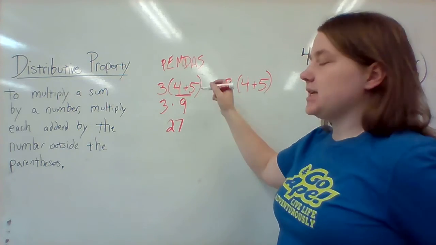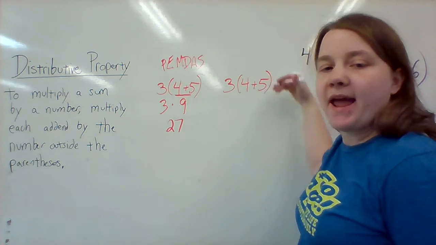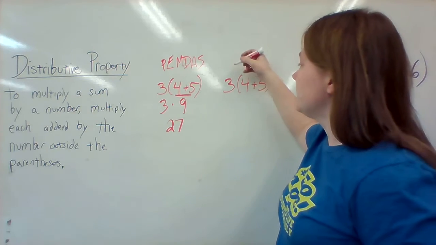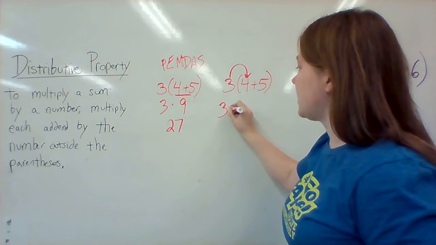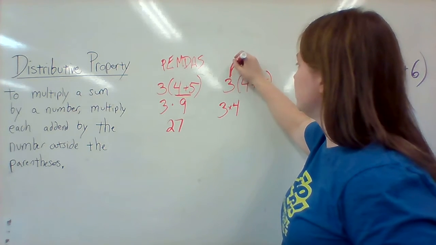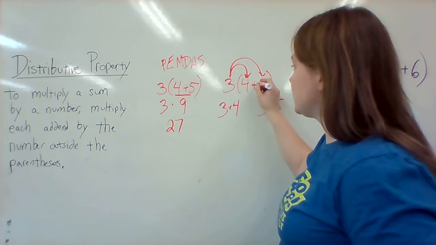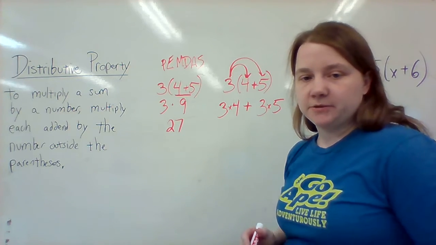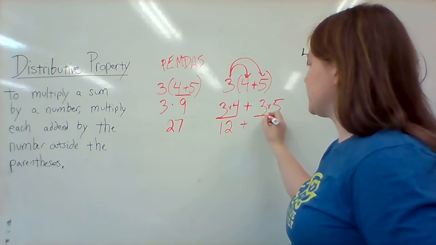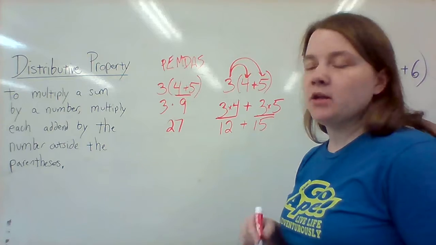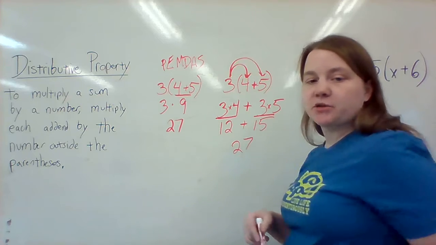Instead of doing what's inside the parentheses first, you would take the number on the outside and multiply it by everything that's on the inside. So you'd take the 3 and multiply it by the 4, 3 times 4, take the 3, multiply it by the 5, 3 times 5, and you still keep that addition, so you put the addition sign right there. So now you have 3 times 4, which is 12, plus 3 times 5, which is 15. 12 plus 15 is still 27. So you get the same answer both ways.